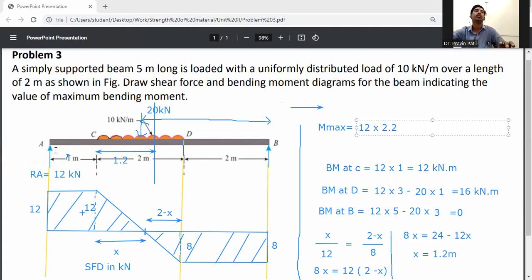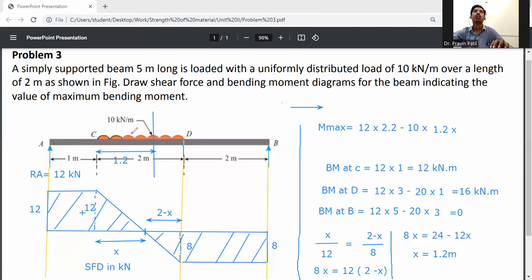So how is it rotating? It will be rotating about this section in the clockwise direction. Then minus 10 into 1.2, since this UDL is converted into a point load and acts at the center of this 1.2. Now think about only this part. The maximum bending moment is here, so 12 into 1 plus 1.2, it will be 2.2.